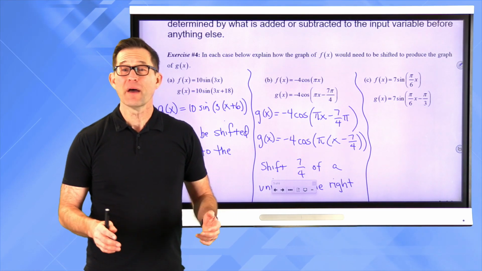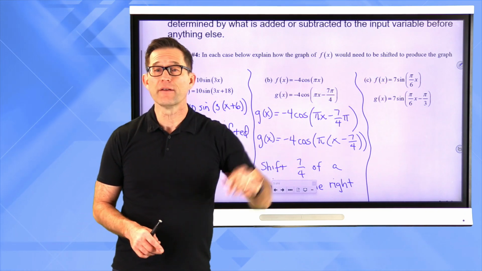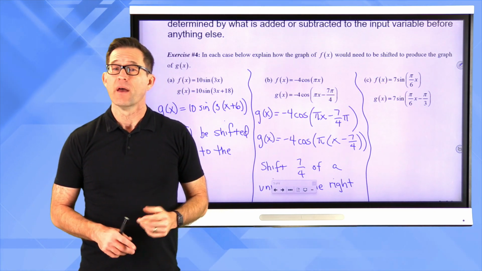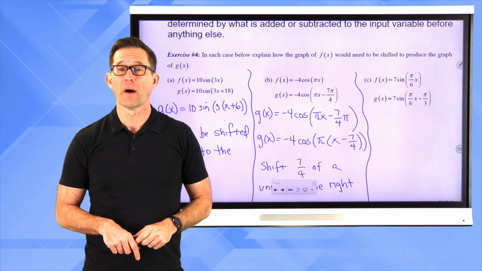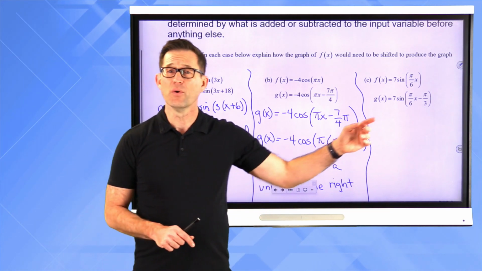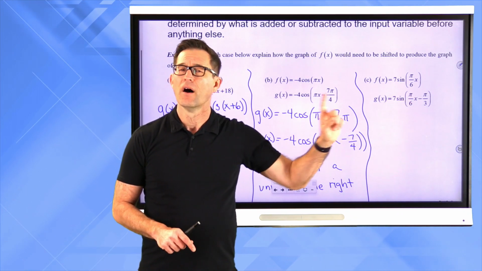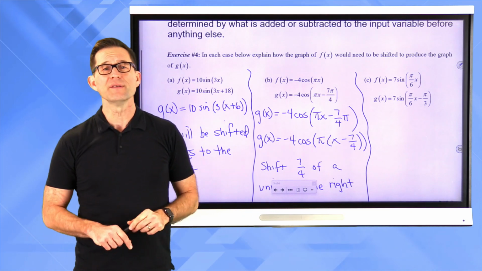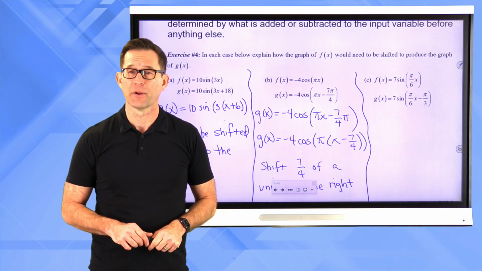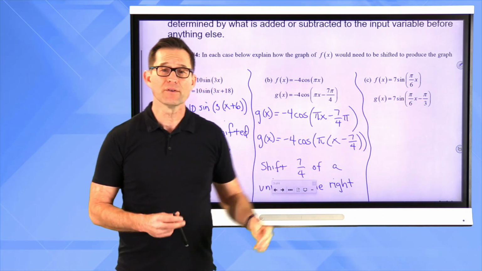Okay, well I can imagine this one would be tricky because I've got f of x equals 7 times sine of pi over 6 times x, and g of x is 7 times sine of pi over 6 times x minus pi over 3. And what I've got to be able to do is factor pi over 6 out of all of this. Okay, so the key in this situation is actually to get a common denominator between pi over 6 and pi over 3. And here's what I mean.